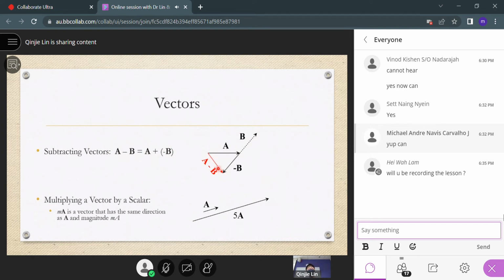Okay, then multiplying a vector by a scalar. It means you have a vector, then you just multiply it by a number, which is not a vector. Let's say you have a vector here, you multiply by 5. So it will just become longer. It means the magnitude has increased by 5 times, but the direction is still the same. So this is multiplying a vector by a scalar.